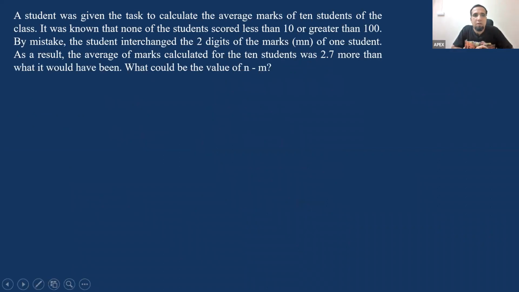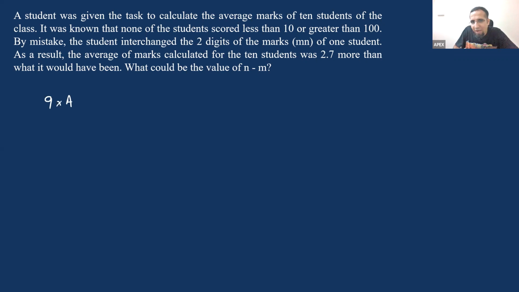A student was given a task to calculate the average of 10 students of a class. It was known that none of the students scored less than 10 or greater than 100. That means all the students had 2-digit marks. By mistake, a student interchanged the 2 digits of marks MN of one student. And as a result, the average marks calculated for the 10 students was 2.7 more than what it would have been. So let me assume that there were 9 students. Yeah, 10 students, right? So let us assume that 9 students and the average was A.